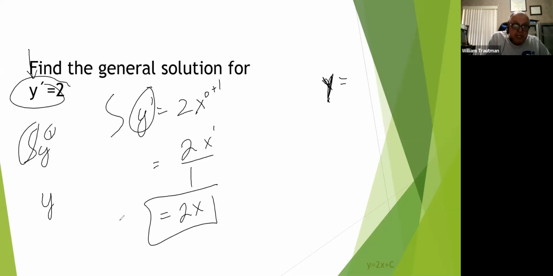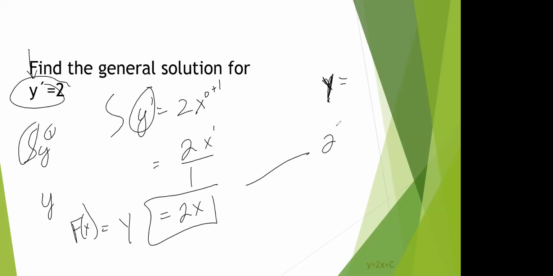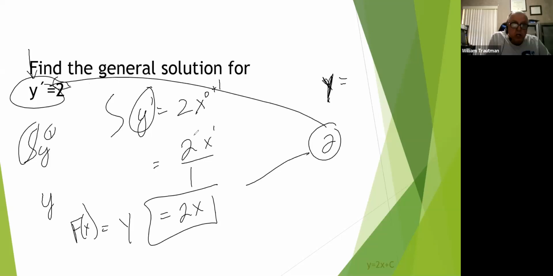So this is my y, or you could call it my new function. By the way, what's the derivative of 2x? 2. Do you see? We're right back where we began. When you integrate it, this is what I get. When I take the derivative, I get 2. I'm right back where I began. Integrating and derivative will cancel each other out. All right, let's move on.